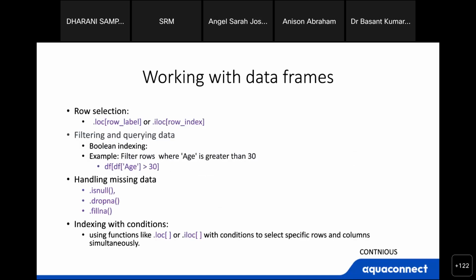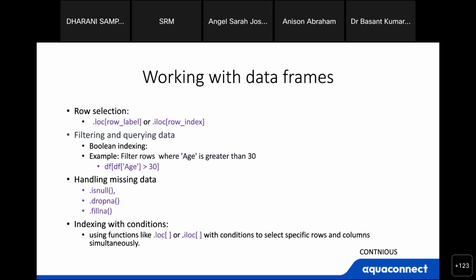Row selection is done by using the iloc or loc functions. loc is label based, so for that we have to use the label value of the index. The iloc function is integer based, so we have to give the integer position value. Filtering and querying the data with Boolean indexing is done by conditions like greater than, less than, or not. Using that, we can filter the data with Boolean indexing.